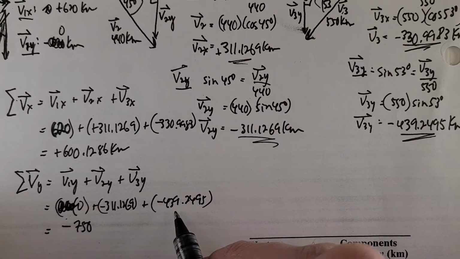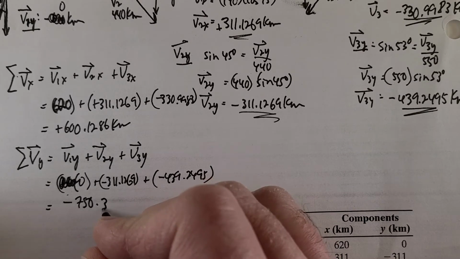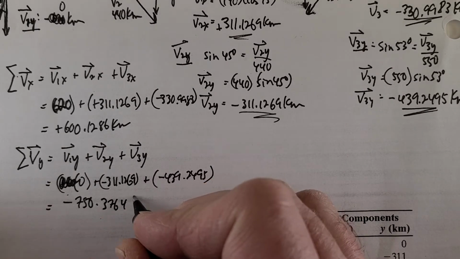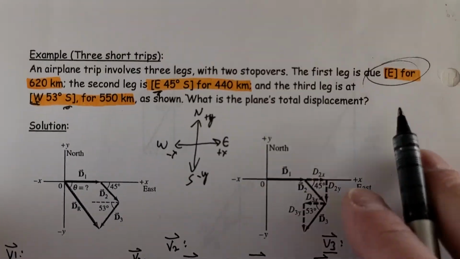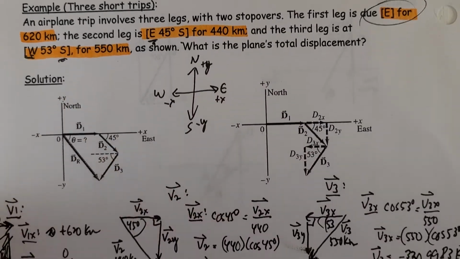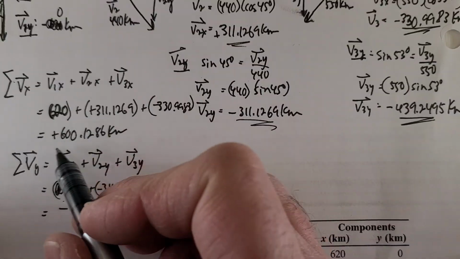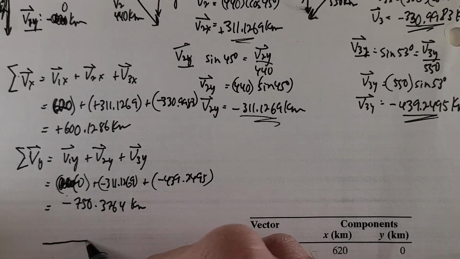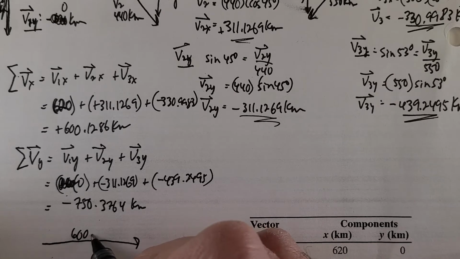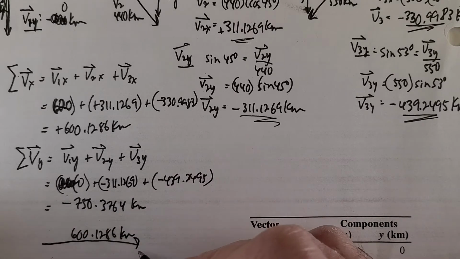So negative 311 and negative 439 is negative 750.3764. So I apologize for that. We have a little bit of a mess over here, but yes, east for 620. In the previous question, it was south. All right, so drawing this, I have a positive x and a negative y component. So my positive x is 600.1286 kilometers. And then my y is negative 750.